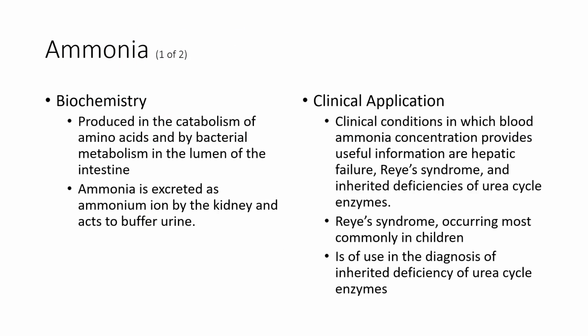Ammonia. So ammonia is produced in the catabolism of amino acids and by bacterial metabolism in the lumen of the intestine. Ammonia is excreted as ammonium ion by the kidney and acts to buffer urine. Clinical conditions in which blood ammonia concentration provides useful information are hepatic failure, Reye's syndrome, and inherited deficiencies of the urea cycle enzymes. Reye's syndrome occurs most commonly in children. It is of use in the diagnosis of inherited deficiency of urea cycle enzymes.